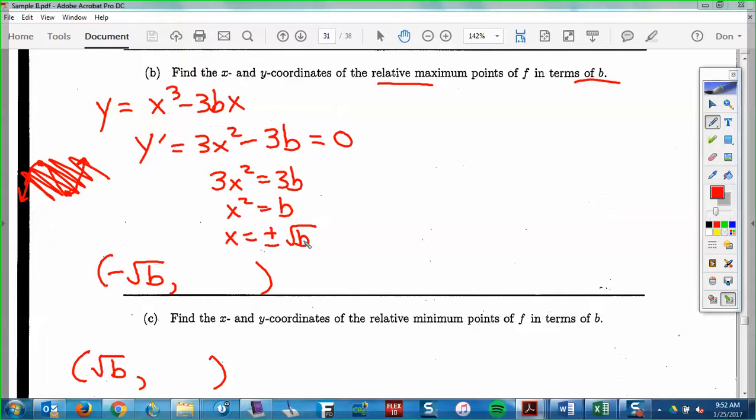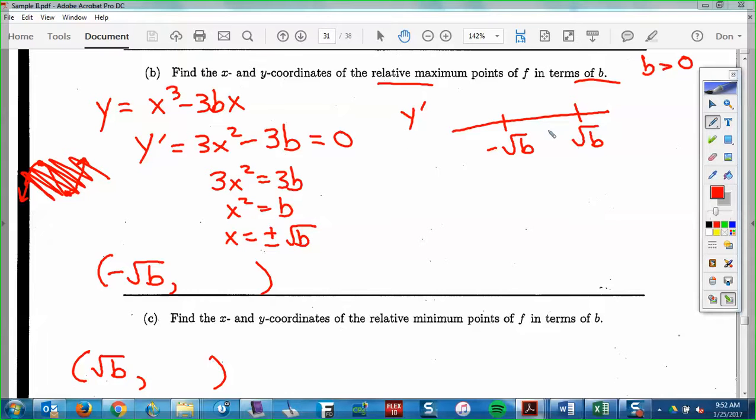What do you do for a local max min? Well, you stick what in? The number line, right? The number line, and then put those things into the derivative. So let's do that, because it's a little bit different when you have these b's. So I'm going to do a y prime number line. I'm going to put negative root b here, and I'm going to put root b here, because I know b's positive. They told me that, I think, in the original problem. B was positive. Okay? So it's easy.